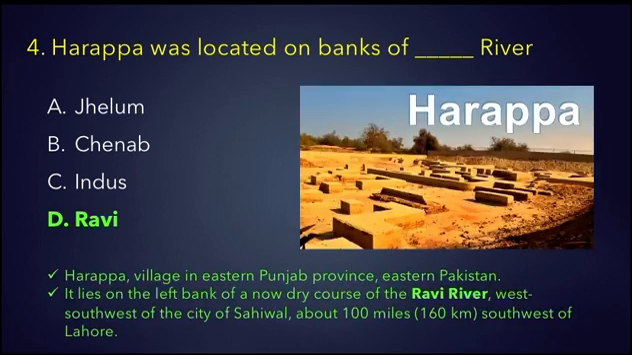Harappa should not be confused with Harappan civilization, which is also known as Indus Valley civilization, which is located on Indus River. But Harappa is a city located on Ravi River bank. It is now a village in eastern Punjab province, eastern Pakistan. It lies on the left bank of now dry course of the Ravi River. It is 100 miles away from the southwest of Lahore.